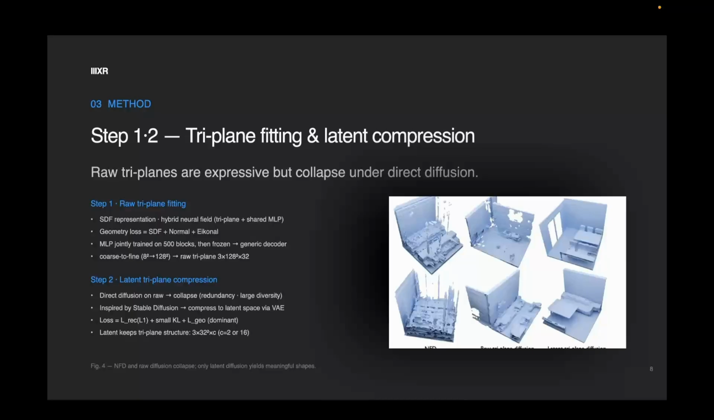The catch: diffusing directly on that raw tree-plane collapses because of redundancy and large shape diversity. So in Stage 2, taking a cue from Stable Diffusion, they compress it with a VAE into a latent space. Loss is mostly the geometry term with a small KL. And crucially, the latent keeps the tree-plane structure. Figure 4 makes the point. NFT and raw diffusion collapse, only latent diffusion gives meaningful shapes.